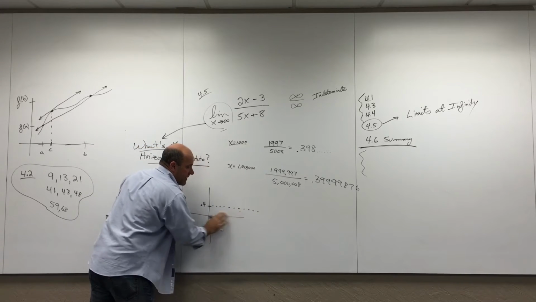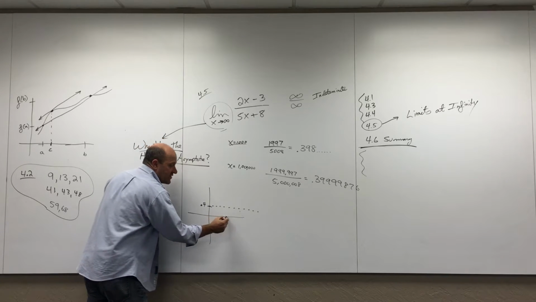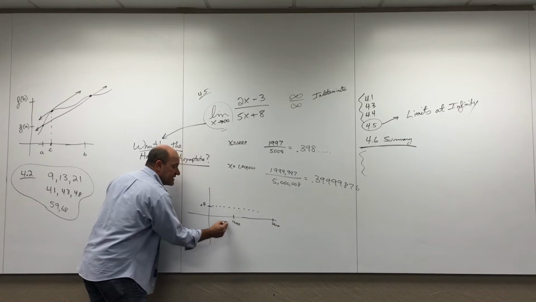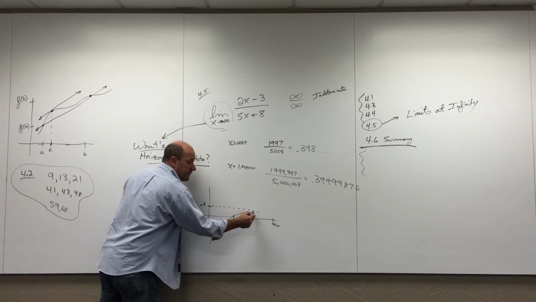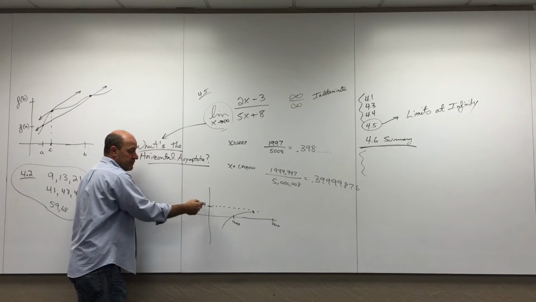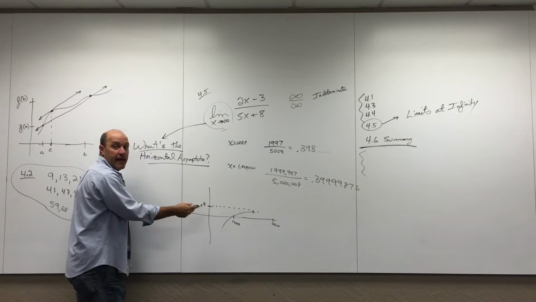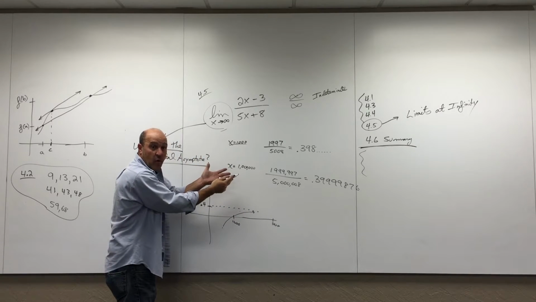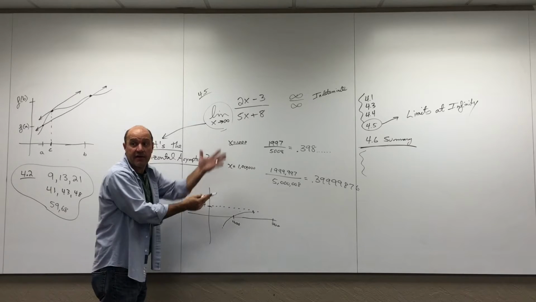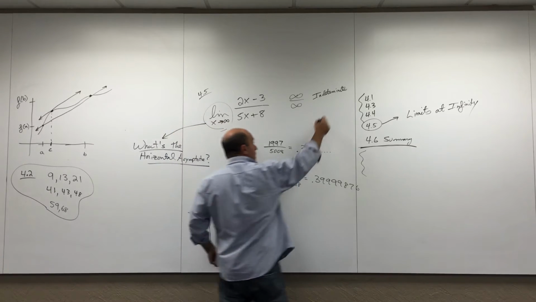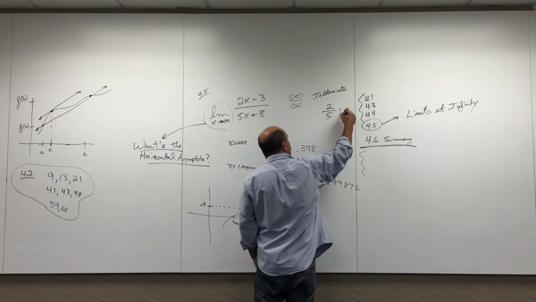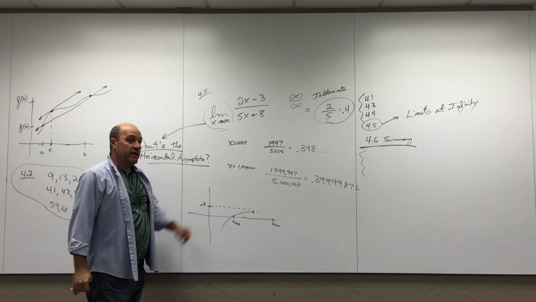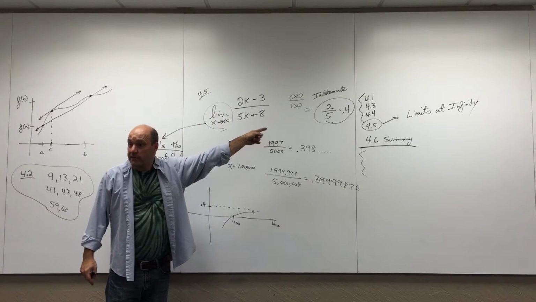And what we just discovered by plugging in some points is that when x heads toward infinity, it's getting closer and closer to 0.4. So as x heads toward infinity, the y value approaches 0.4. It never gets there. But the answer to this limit is 0.4, or 2/5. The answer to this limit is 2/5.